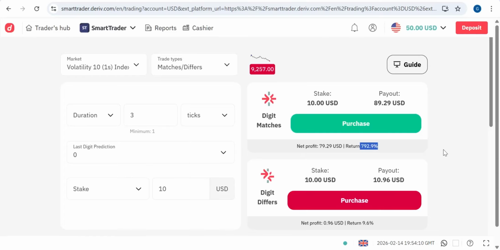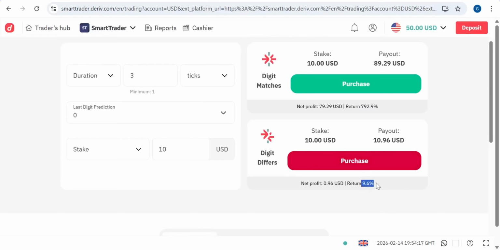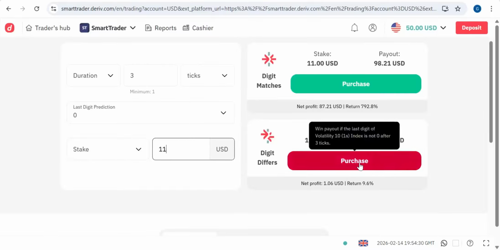And in this case, if you do a differs pass, you're just going to gain about 9.6% of the money that you put there. So in this case, for example, if we are saying $1 per trade, we are actually putting around $11. So we are going to be entering $11, and we're going to be gaining $1 per actual trade that we trade. Yes, but let me explain to you one or two things here, guys.